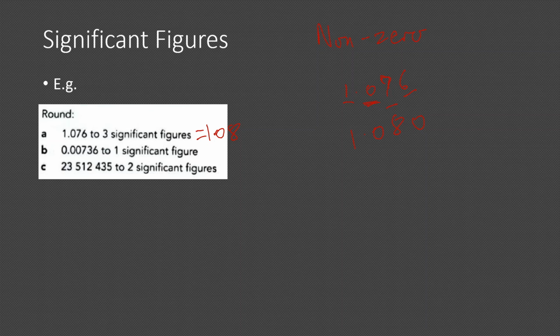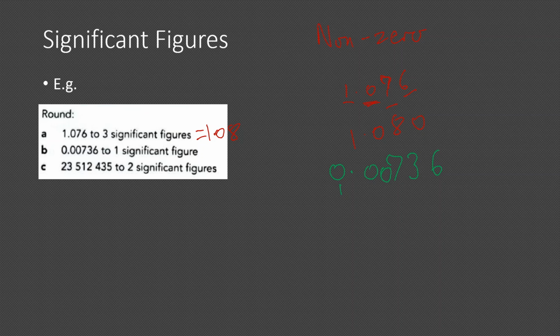The second question has us rounding 0.00736 to one significant figure. So 0.00736. I forgot the 0 here. And so remember, the first significant figure is the figure that is not 0.